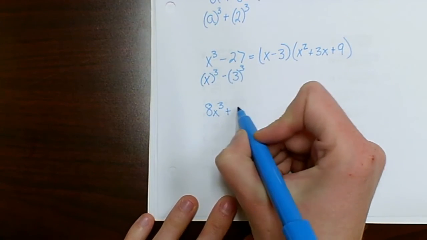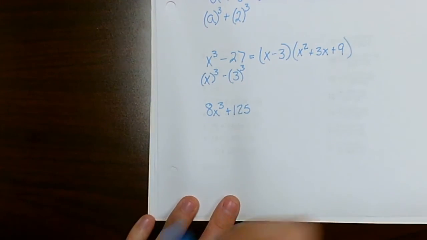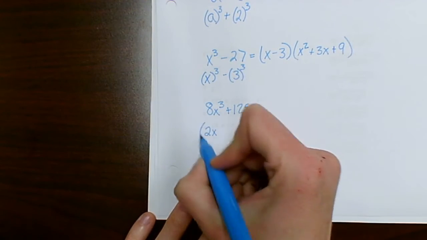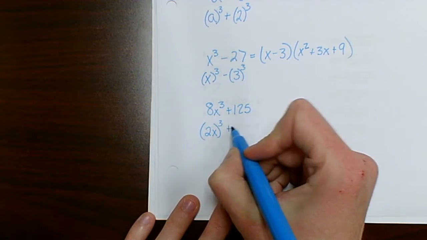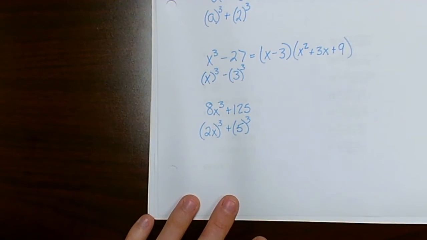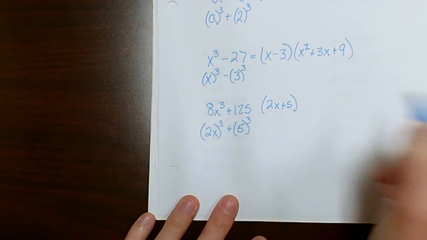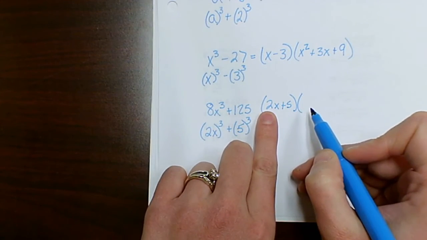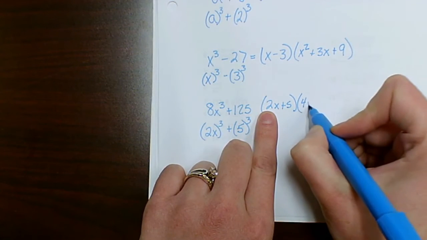8x cubed plus 125. Break those up or cube root them. So you'll have 2x quantity cubed plus 5 cubed. Write it as is, 2x plus 5. Trinomial, square your first one. 2x squared, or 2x, and square it, you go 4x squared.